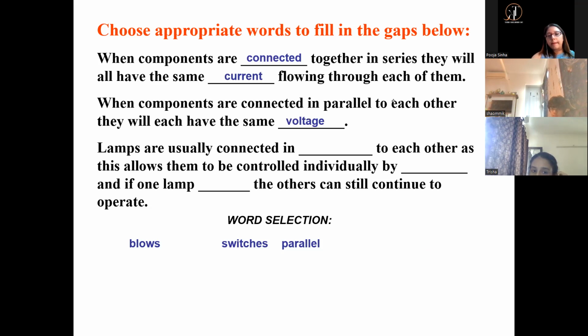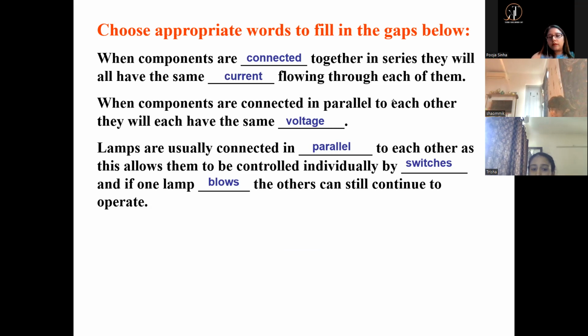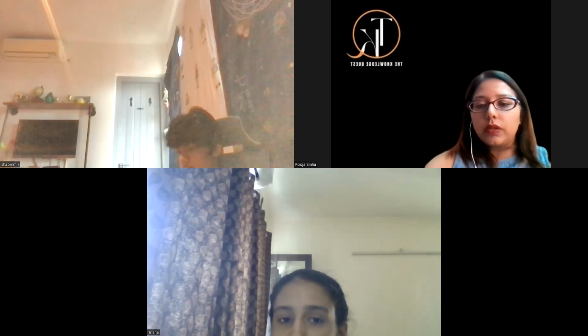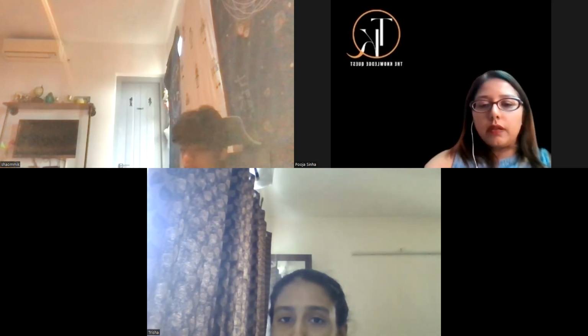Next, you read. Lamps are usually connected in parallel to each other, as this allows them to be controlled individually by switches. Last one, you read. And if one lamp blows, the others can still continue to operate. I hope there's no confusion up till here. Now we move to a very, very important topic for today.